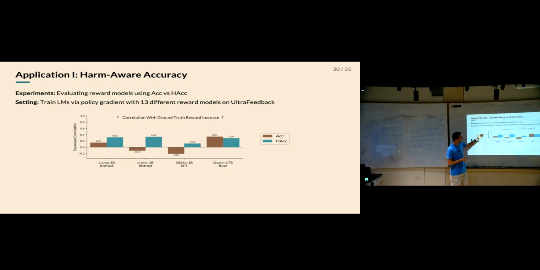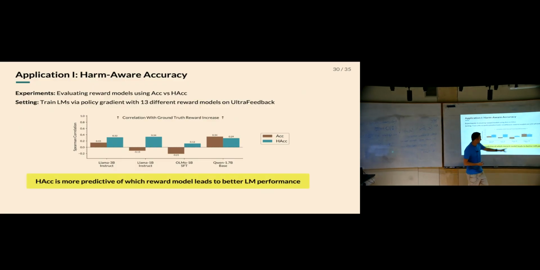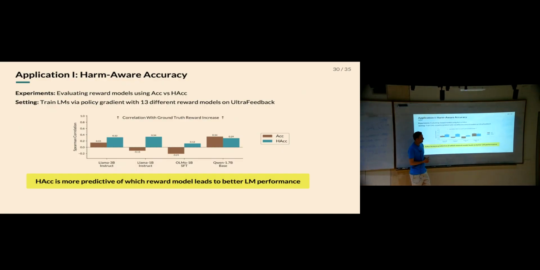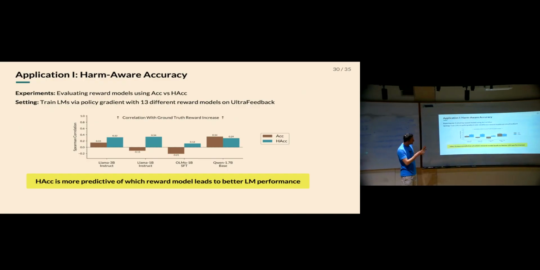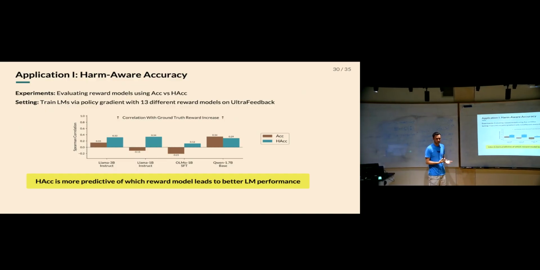The higher the correlation, the more predictive the measure is of which reward model works better. And as you can see, pretty much across the board, except for this last case, we have a significant advantage compared to the standard accuracy measure. And here, accuracy is still better, but the gap is a lot smaller compared to the other cases. And this shows that by making simple modifications to how people currently evaluate reward models, we can do better.